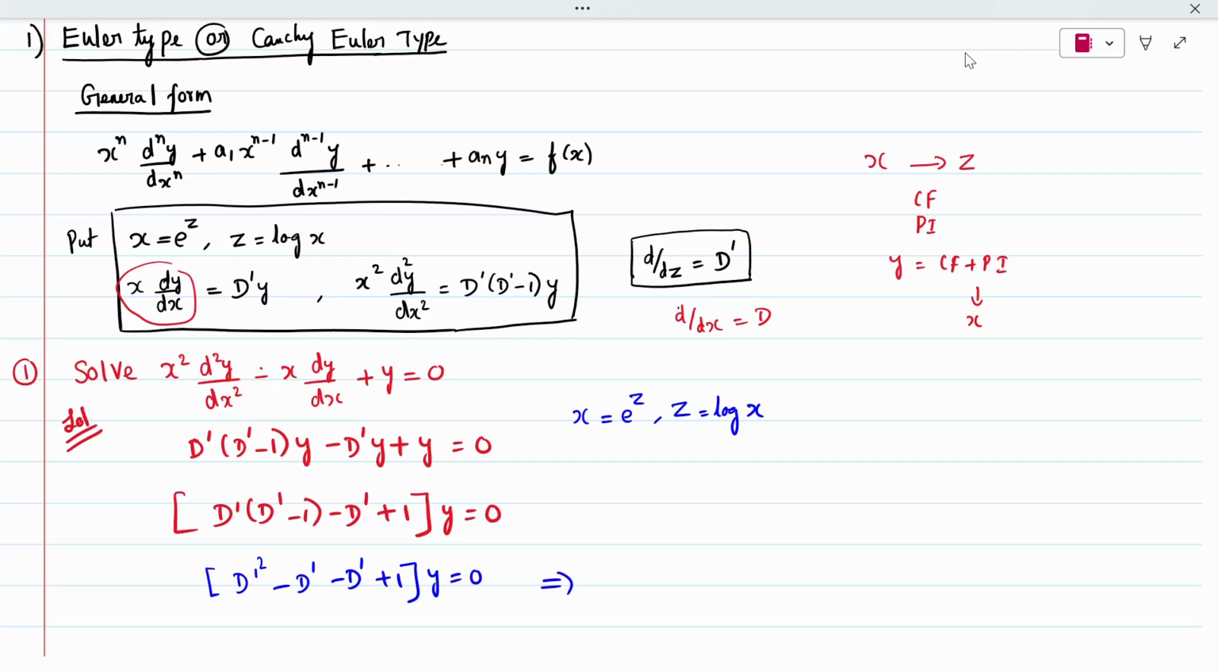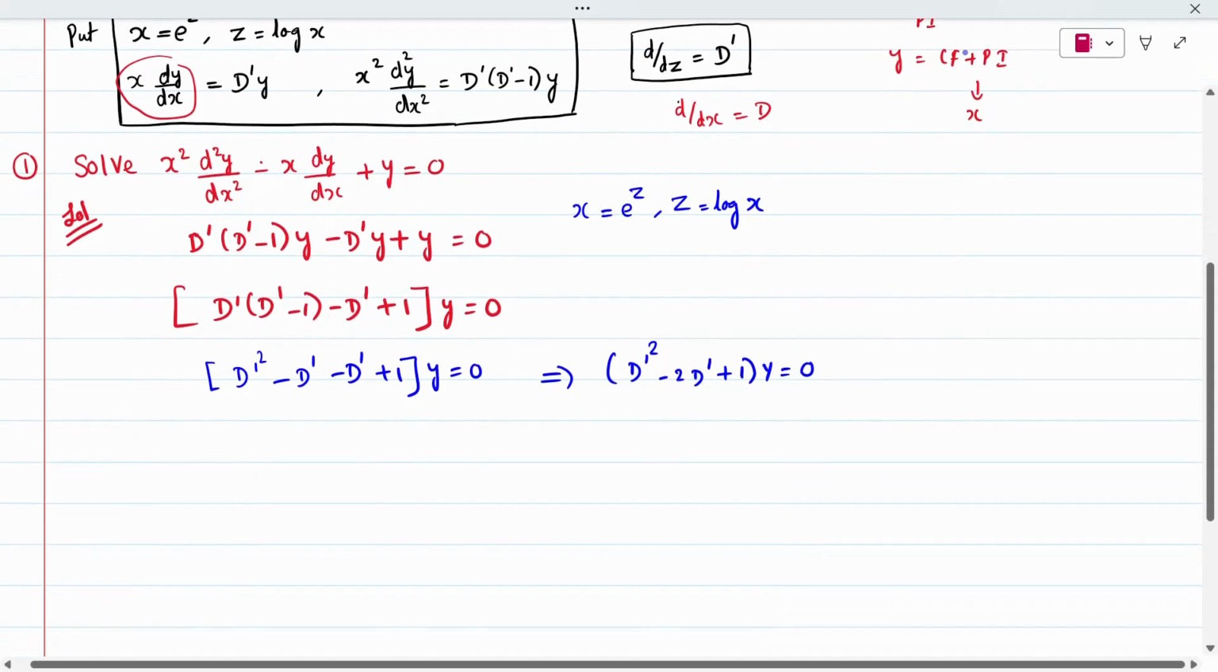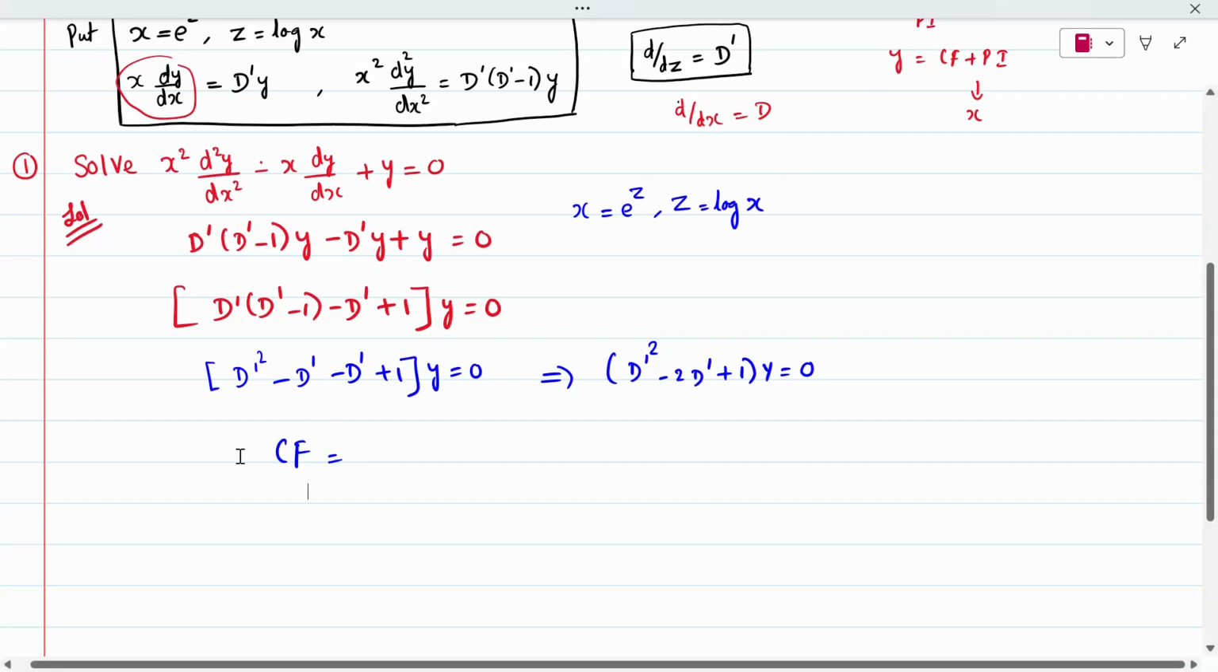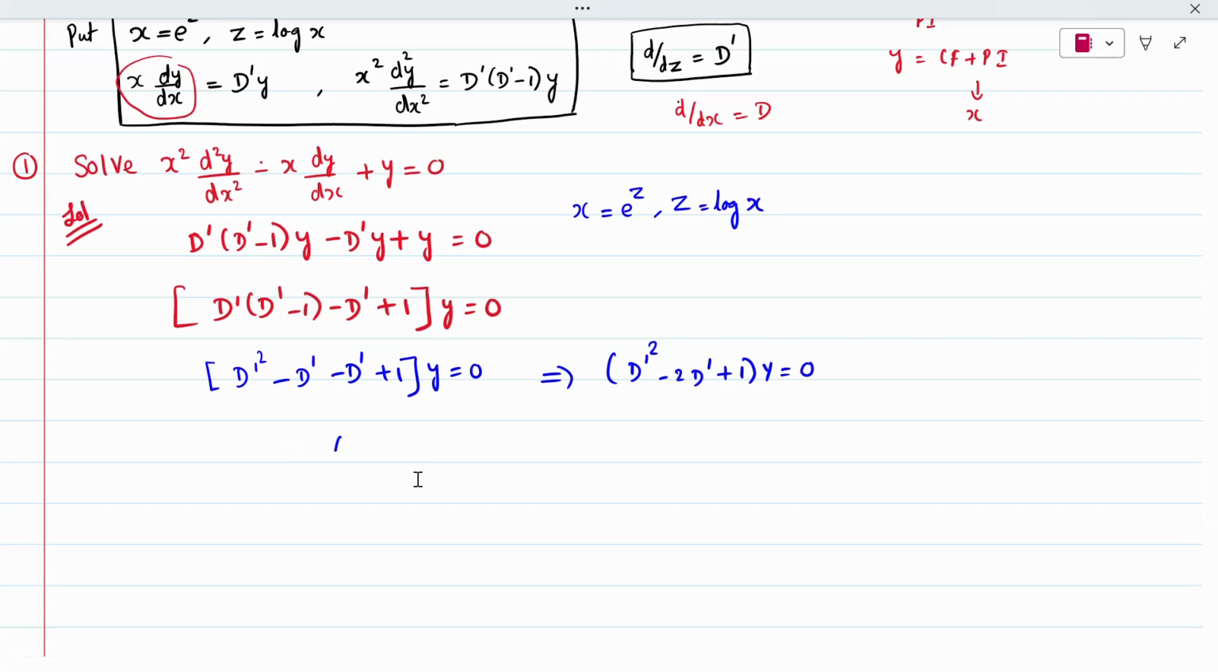When I simplify it, it is d' squared minus 2d' plus 1, into y equal to 0. Now we have to write the complementary function. For this, first I need to write the auxiliary equation. When I write the auxiliary equation, how we have to write it is to replace d' by m.